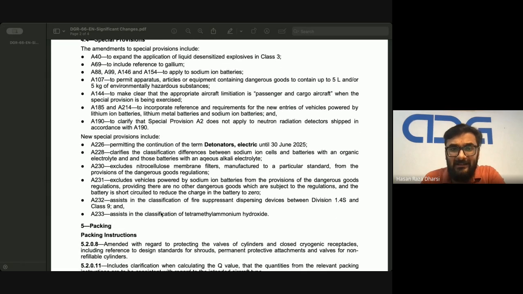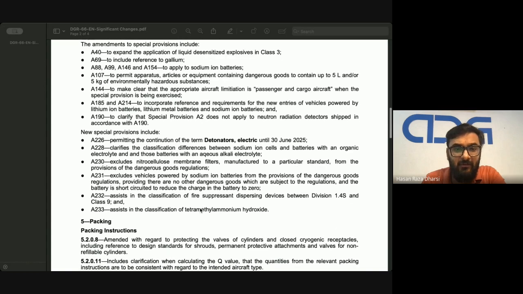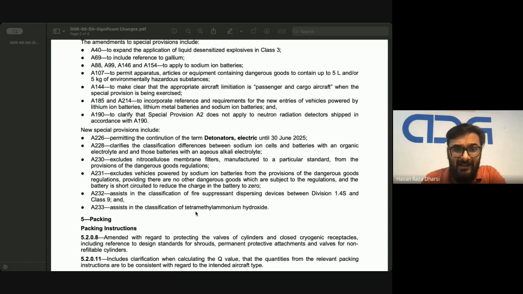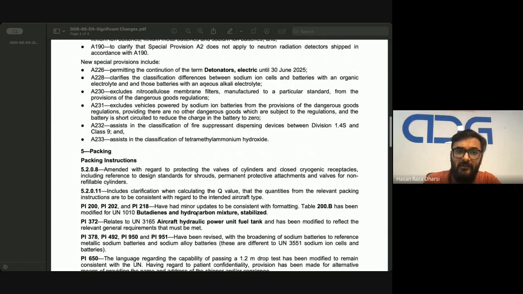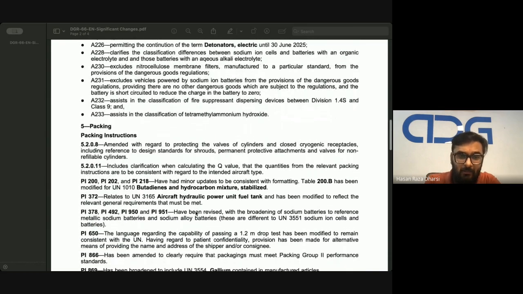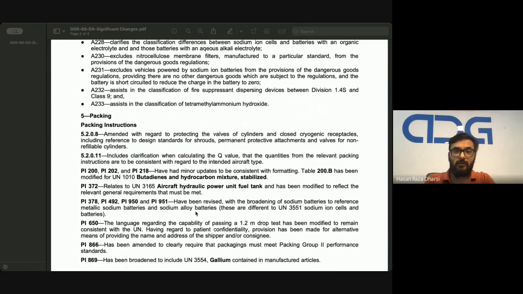A232 assists the classification of fire suppressant dispersing devices between division 1.4S and class 9, and A233 assists the classification of tetramethyl ammonium hydroxide. Okay, so this whole section was based on classification. Now coming back to section 5, which is packing, and which looks after how to do the packing.